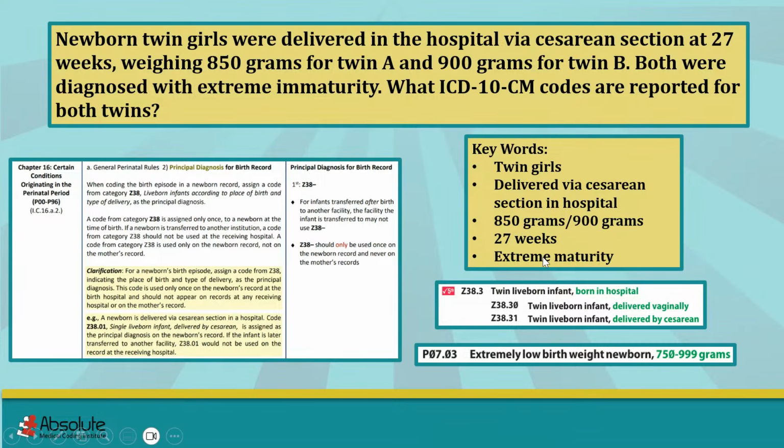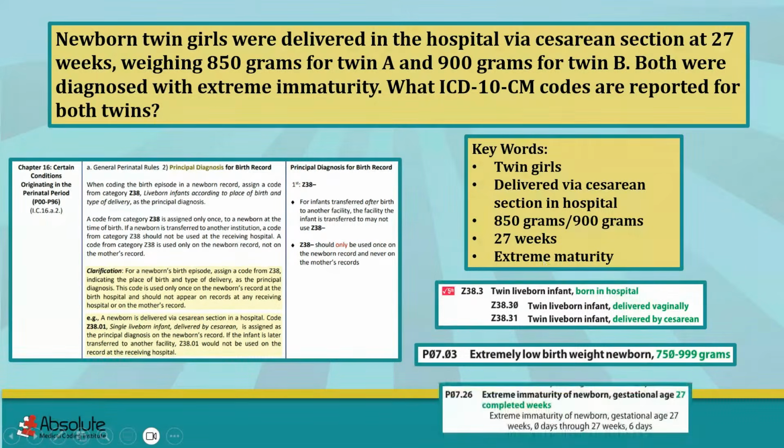And then lastly, we have our extreme immaturity of a newborn, because extreme immaturity was, again, another keyword that we took out of there. So extreme immaturity of a newborn, specifically gestational age 27 completed weeks. That is why we chose that code, and that lines up with the low birth weight, and then prioritizing the live-born infant born in the hospital through the cesarean.